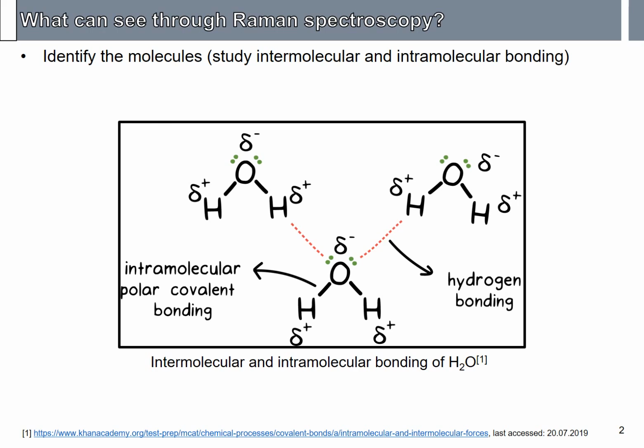Intramolecular bonding is a bonding between atoms in the molecule. So, in this figure, the black line is an intramolecular bonding, and we call it a polar covalent bonding. And the red dashed line represents the intermolecular bonding between molecules. In this figure, intermolecular bonding is a hydrogen bonding. These bondings have different vibration motions.